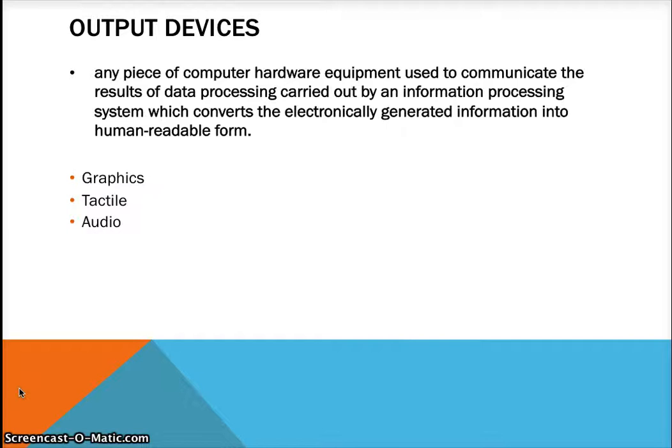An output device is any piece of computer hardware equipment used to communicate the results of data processing carried out by an information processing system, which converts the electronically generated information into human readable form.